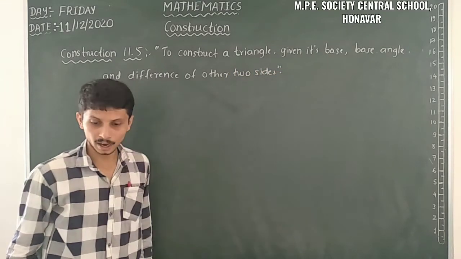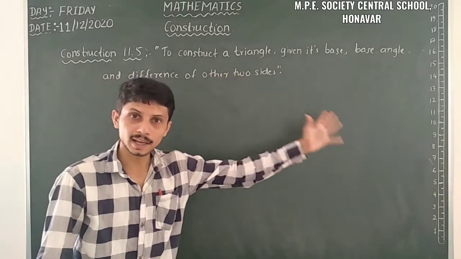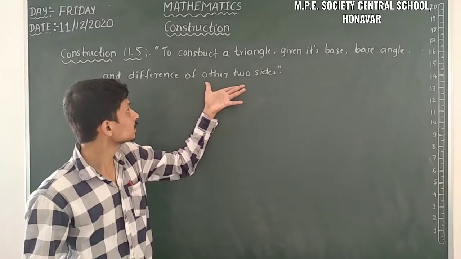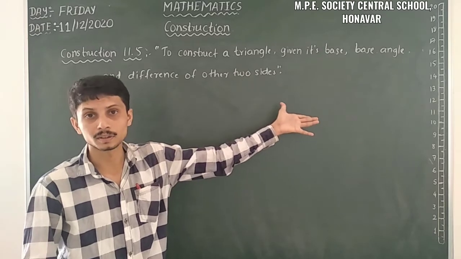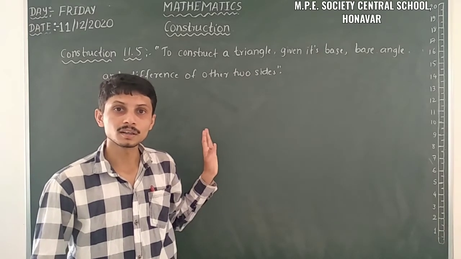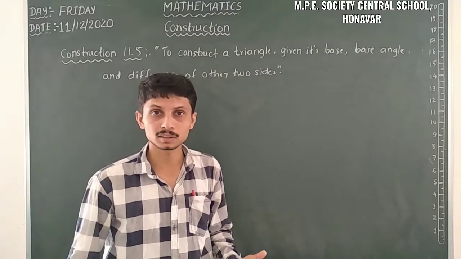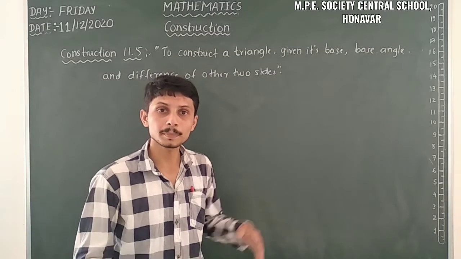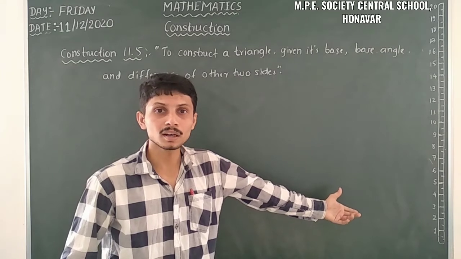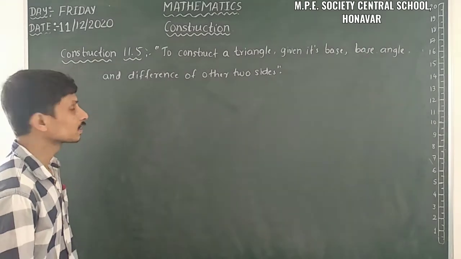Here we have to construct a triangle when the base is given, the base angle is given, and also the difference of the other two sides is given. So when we have these quantities, we have to construct the triangle. Let us move on to the construction. Firstly we take the steps, and along with that we construct this triangle.